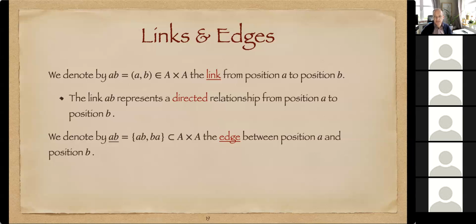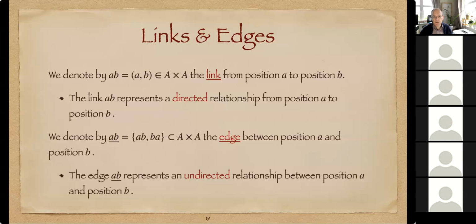So it's like a conversation. A says something to B and B says something to A. That's how you can interpret that: the flow of words from A to B, from B to A. That's a conversation. So a conversation is an undirected relationship, and it is represented by an edge. And this allows a stream of words to go from one to the other and from the other to the one.